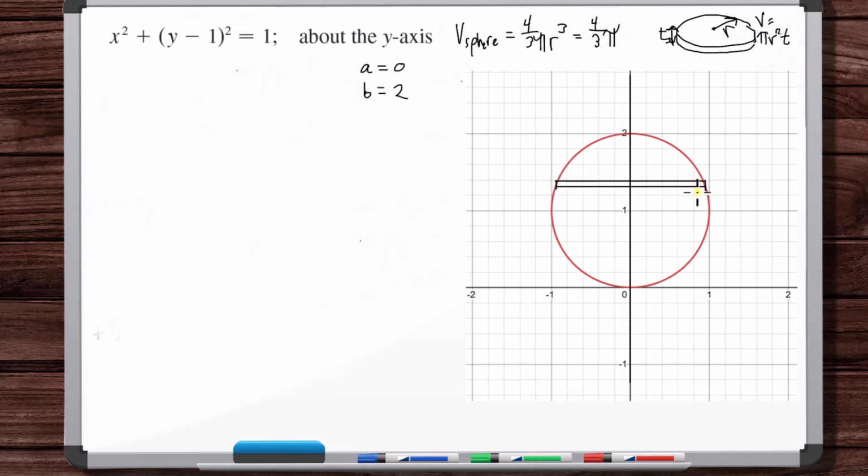And so we need to solve for x as a function of y. If we take this equation, we say x squared is equal to 1 minus (y minus 1) squared. Take the square root of both sides, and we've got x is equal to plus or minus the square root of that.